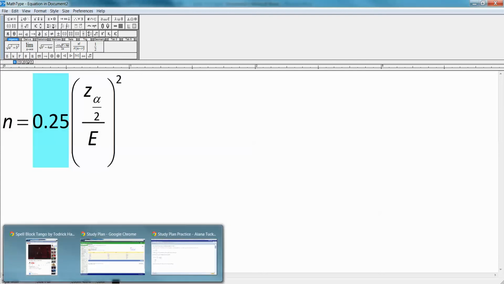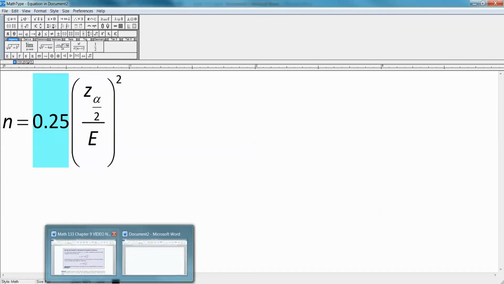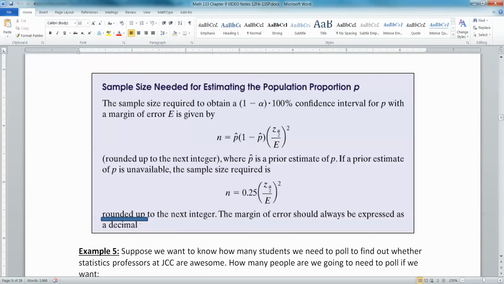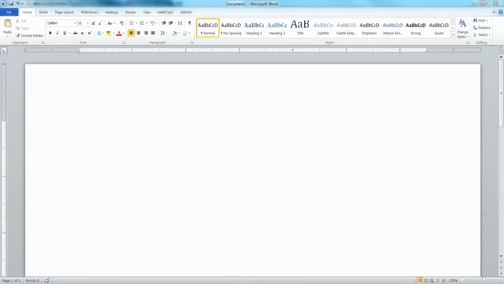There was the one that has 0.25. I'm using the one for 0.25 because I don't know what my prior estimate for p hat is, but if you had a prior estimate, you could use the p hat one. It doesn't really make any difference because it's not going to affect the problem we're doing. I just figured I'd go with the one without p hat since I don't know what p hat is in the first place.